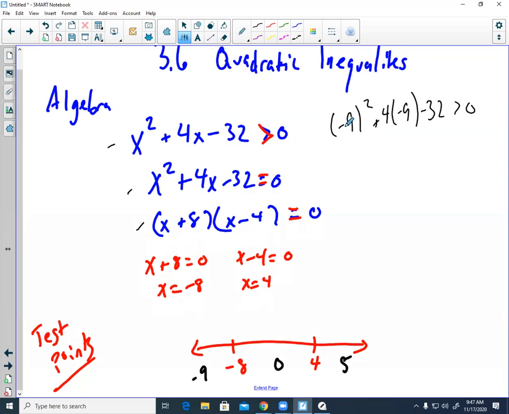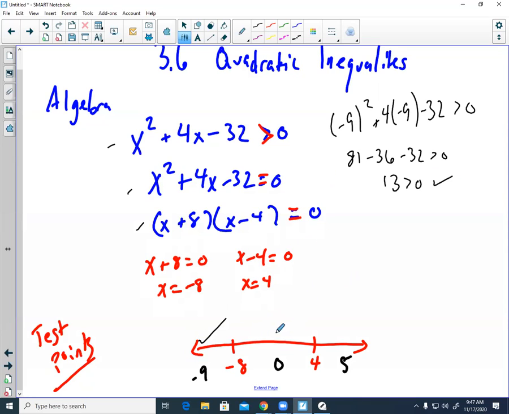Okay? So negative 9 squared is 81. 4 times negative 9 is negative 36. Minus 32 is greater than 0. 81 minus 36 is 45. 45 minus 32 is 13. 13 is greater than 0. That is a true statement, so that is telling me these numbers work. Okay, and I'll go through more of this in just a second. Right now, I'm just going to do check marks and X's to see if they're working.